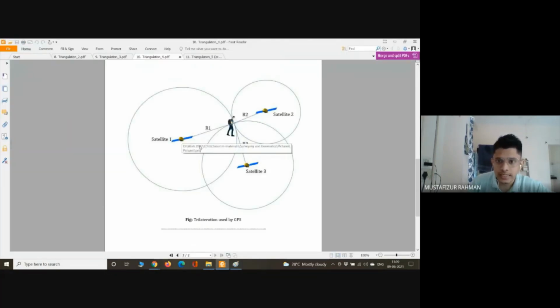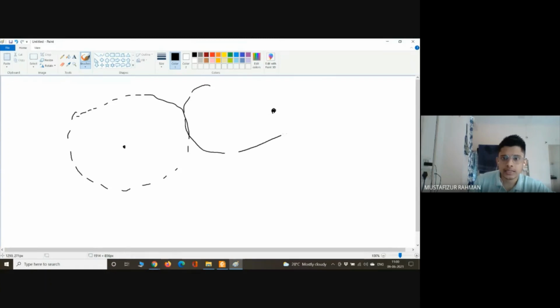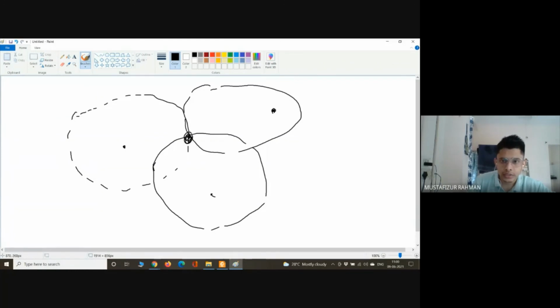We have one satellite, we have two satellites, we have three satellites. And this is the receiver who is using some kind of GPS device. So what will happen? The satellites will make a circle like this. Okay, this signal is coming from a radius like this. Another satellite will say, okay, this signal is coming from somewhere like this. Another satellite will say, okay, this signal is coming from somewhere here. So the location will be here like this.